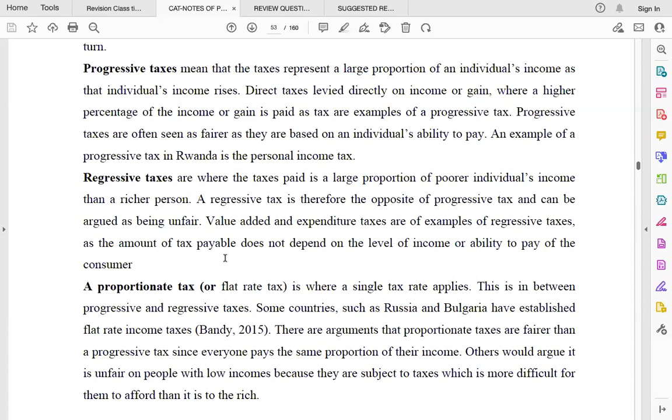So which means that those are types of taxes that we reflect to be unfair. These are regressive taxes. Progressive, regressive taxes.